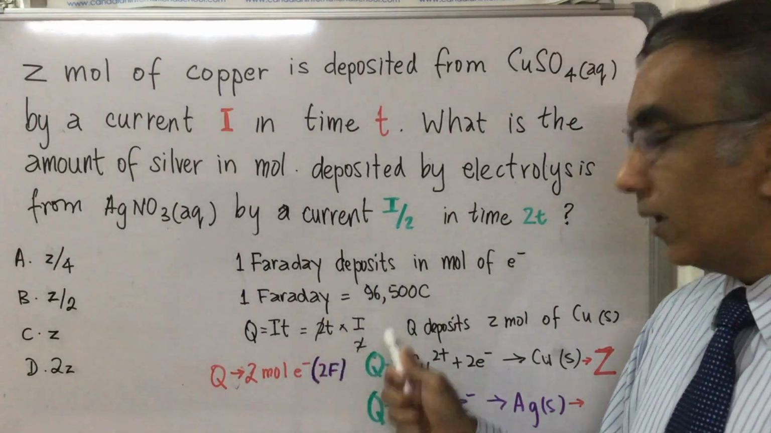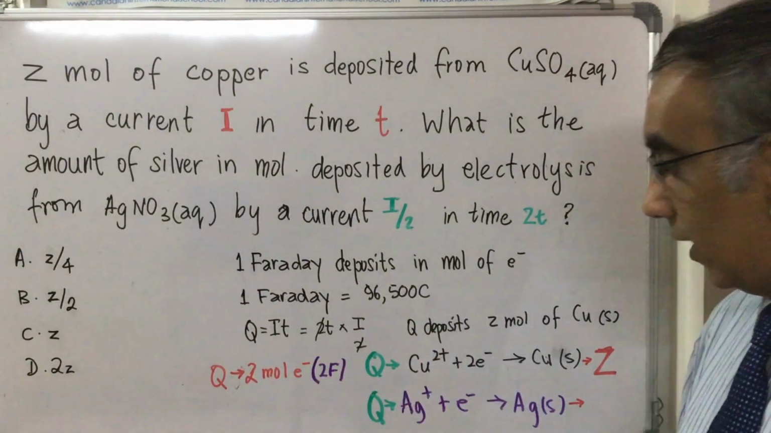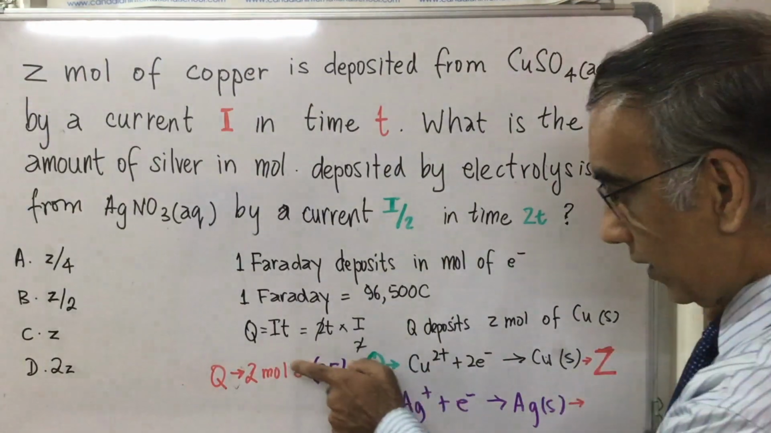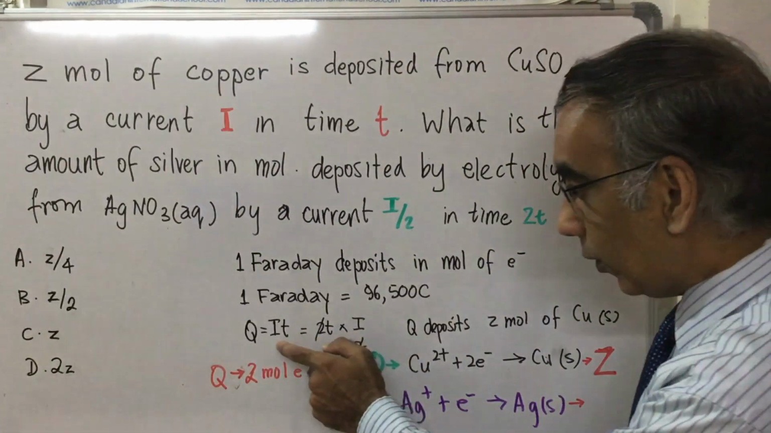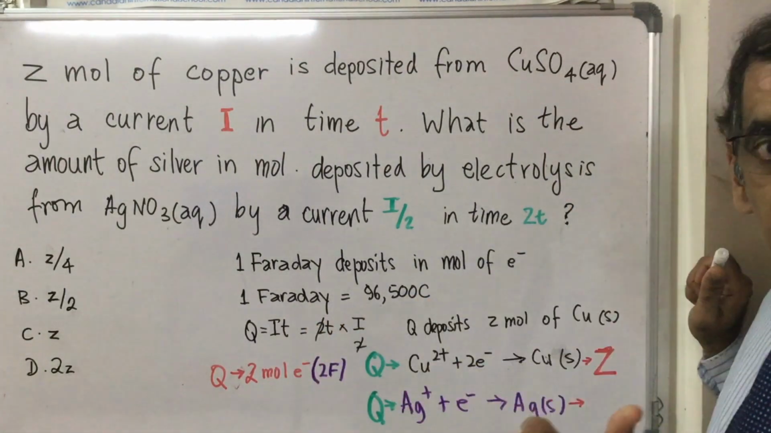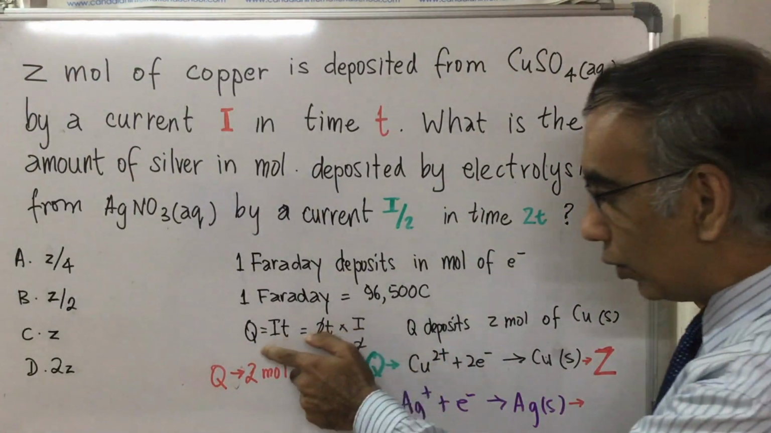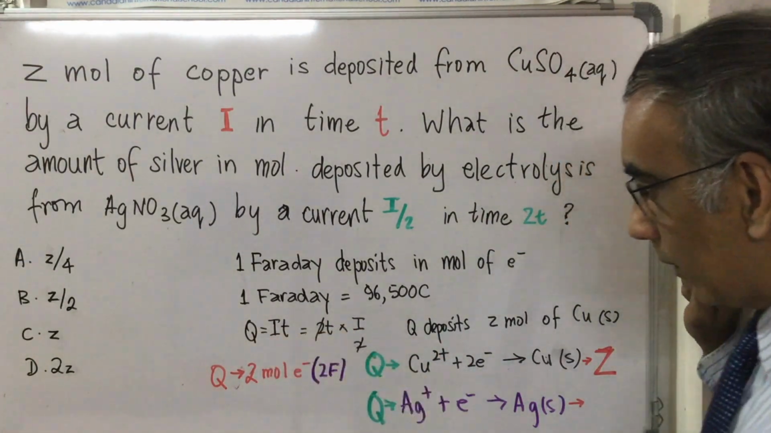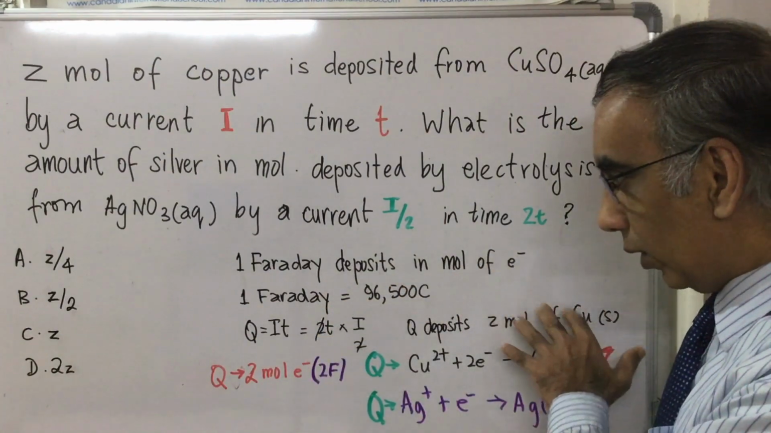1 Faraday equals 96,500 coulombs. And then you need to know this equation: Q, the quantity of electricity, equals I, the current in amperes, multiplied by t, the time in seconds. Q equals It. And that 1 Faraday deposits 1 mole.